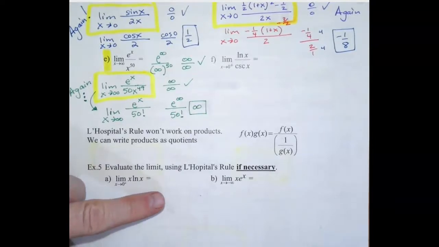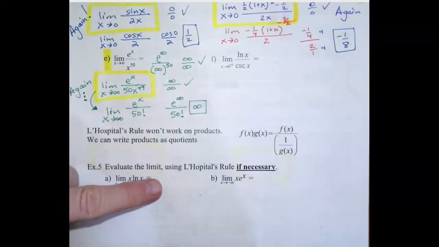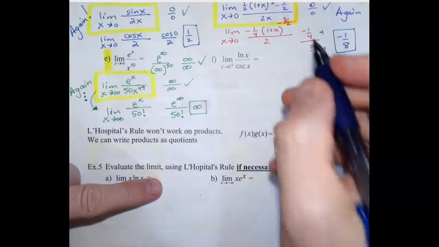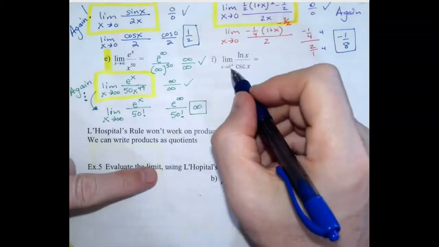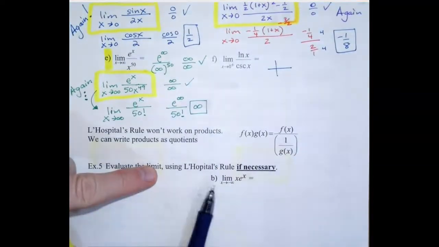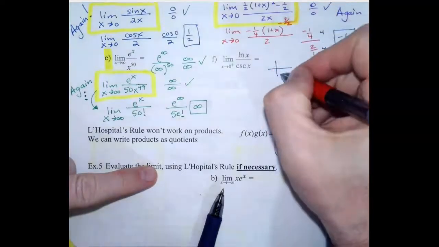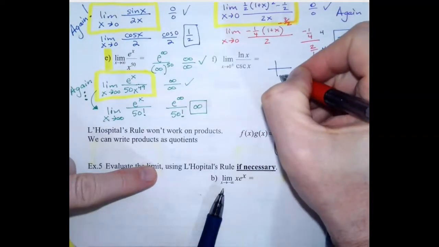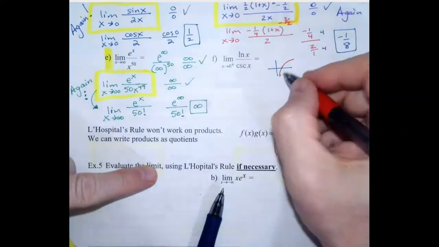Alright. Now, this one is a bit tricky, so I'm going to do it with a graph. If you think about the natural log, the graph of the natural log goes something like that.